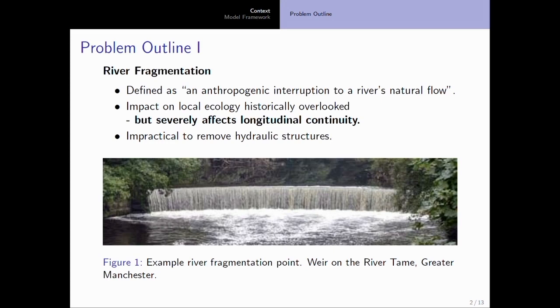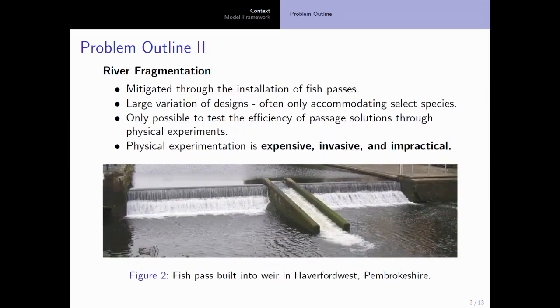now that we know, obviously, it affects the longitudinal continuity of the river, so basically migratory fish can't migrate up things like this. So the best option would be to just remove these structures altogether, but they perform quite necessary functions, so it's not really practical. So instead, we look at mitigation through the installation of things like fish passes. So there are hundreds of different designs of these kind of things. They are often only designed for a specific species and neglect all the other species, really. So this leads to no real agreement between what is good and what is not.